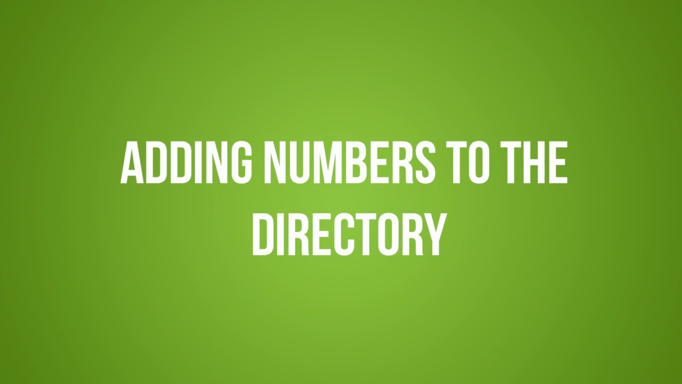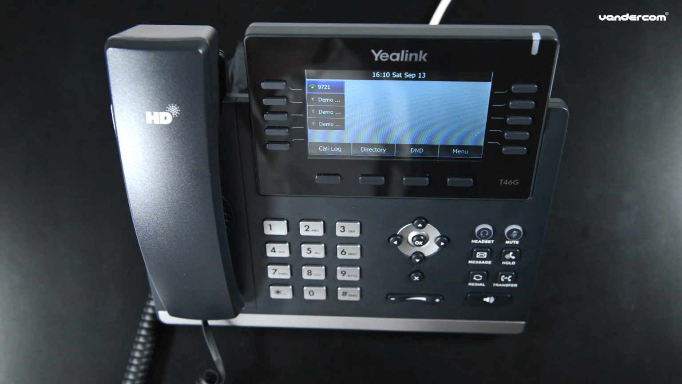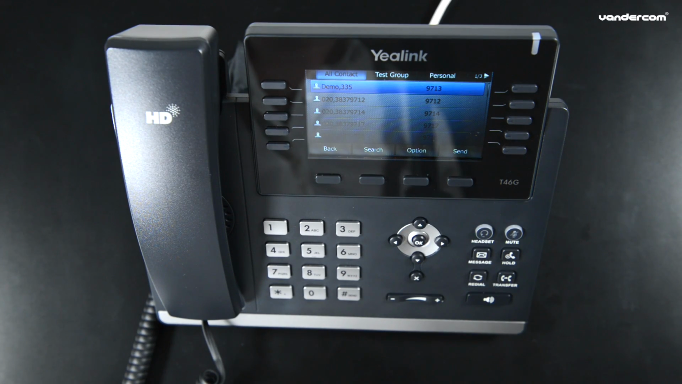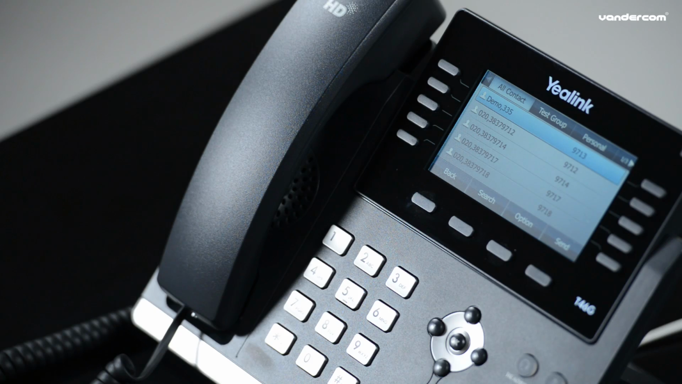Adding numbers to the contact directory. Press the directory soft key. The group directory is your colleagues and the corporate directory. You cannot add to this directory via the phone. The personal directory is your numbers, which can be added from here or from the call log in the same way. With the right arrow key, move to the personal directory.